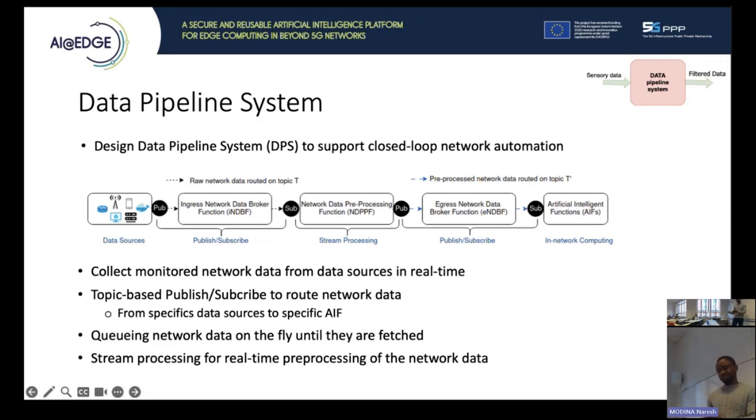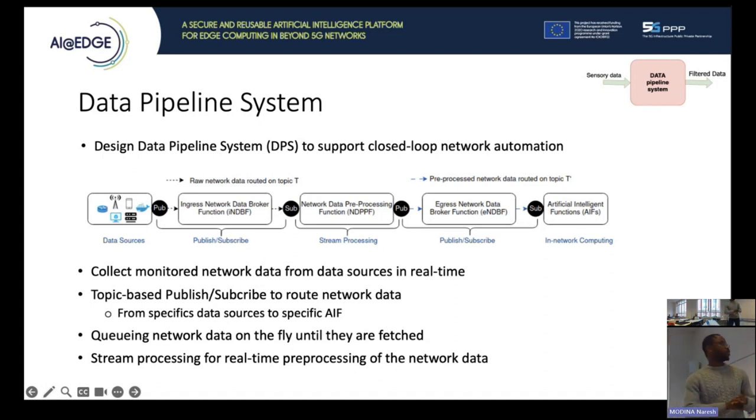Then, as the data are also in real time, we need to process this data in real time. In order to improve the performance of the artificial intelligence function, the preprocessing step is very important. In an offline manner this can be done directly, but in an online manner we have data that are coming in real time. So the idea is to use the stream processing pattern in order to process this data in real time.